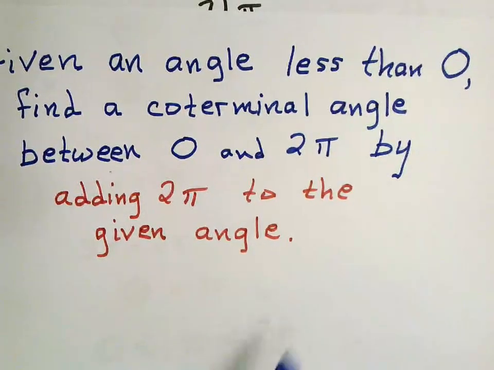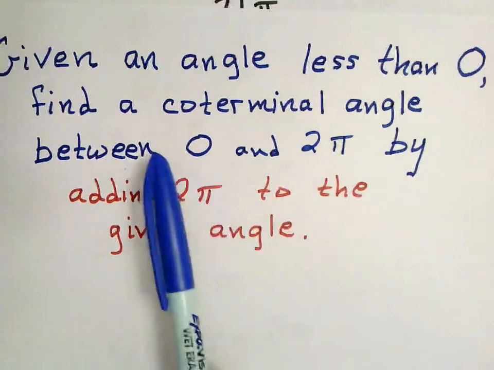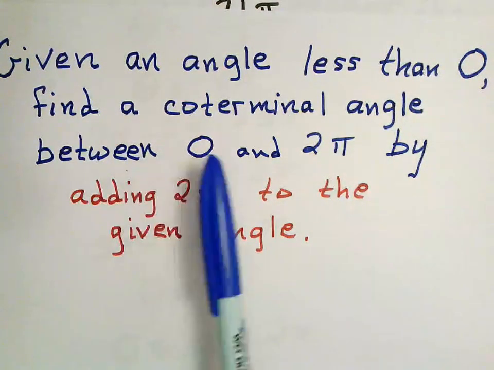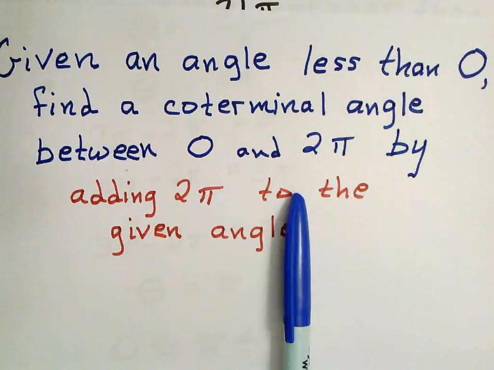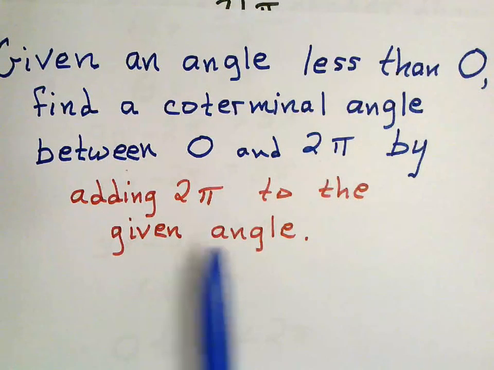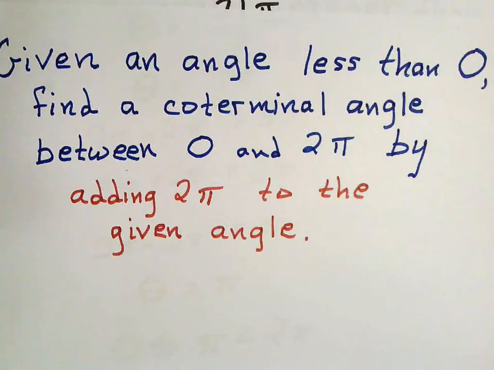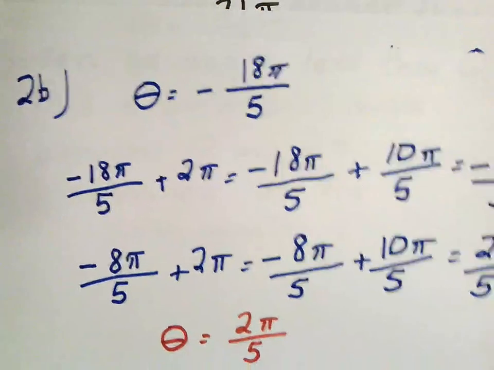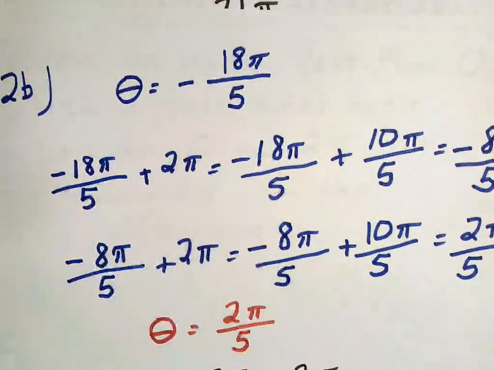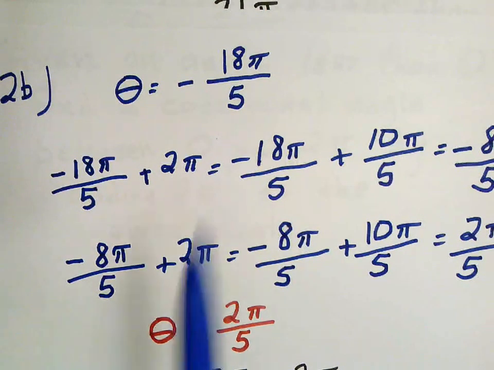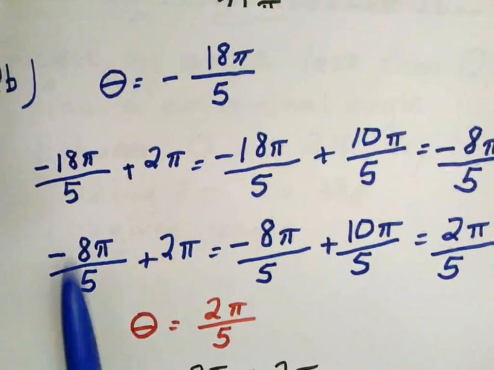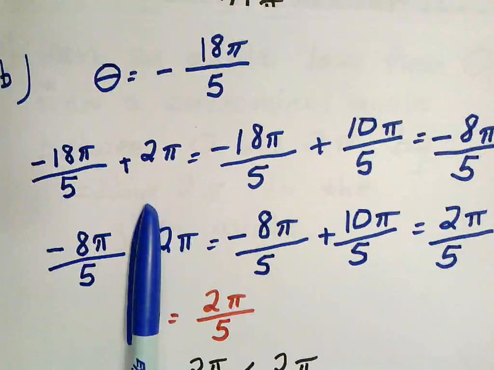Let's look at another example, a review. Given an angle less than 0 radians, find a coterminal angle between 0 and 2 pi, this time by adding 2 pi to the given angle. We're going to add 2 pi to the given angle. So if we start out with theta being negative 18 pi over 5, we know 5 will go into 18 a little bit more than 3 point something, right? But it's negative, so it's less than what? 0 radians. So this time we're going to add 2 pi.